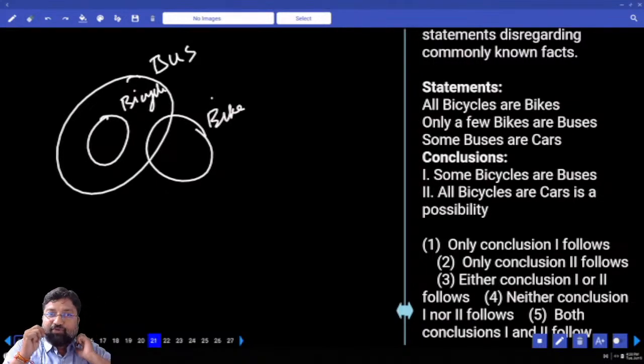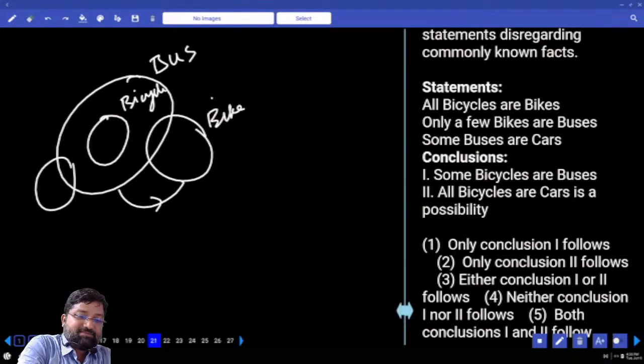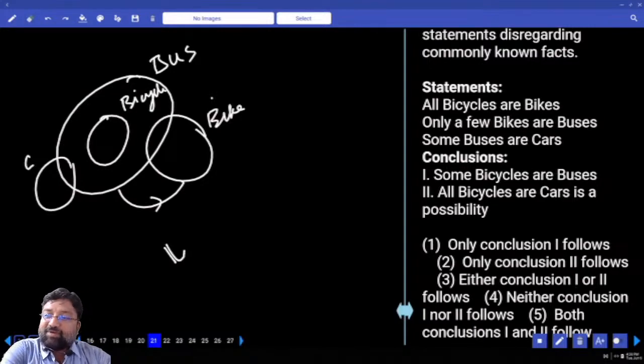Arrow mark should go from bus to bike, bike to bus. Bus to bike, because he told us only a few bikes are buses. Be careful. Next, some buses are cars. First conclusion, some bicycles are buses.